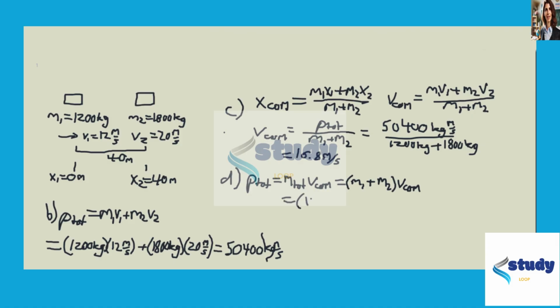And therefore I will go ahead and write in here 1,200 kilograms plus 1,800 kilograms and 16.8 meters per second. And this gives us, just as expected, 50,400 kilogram meters per second.